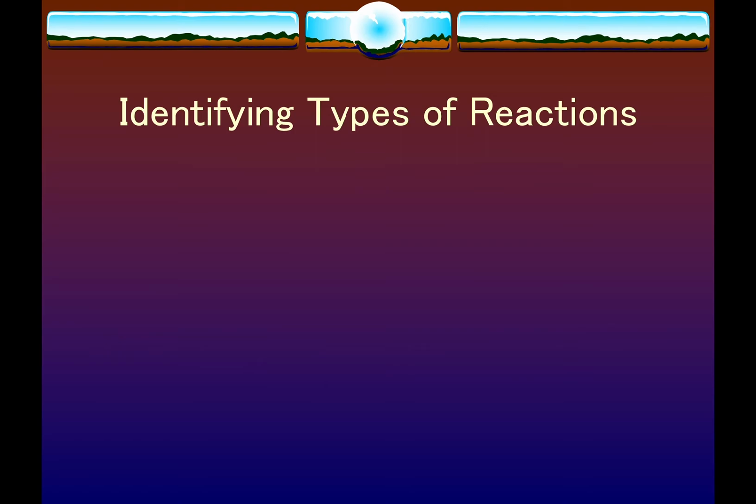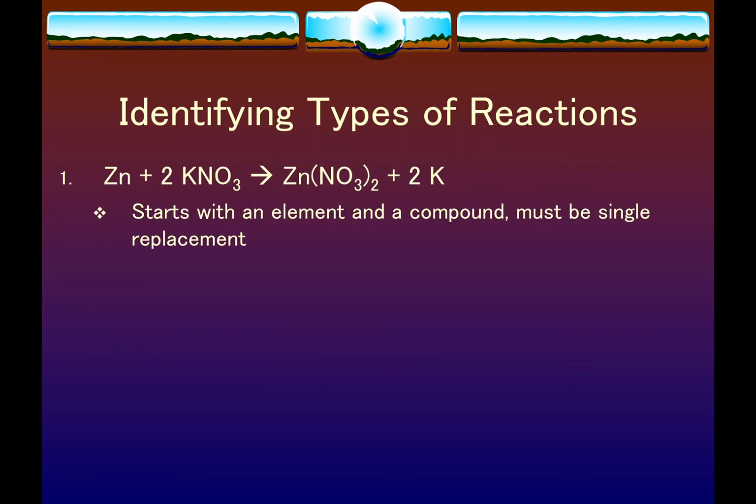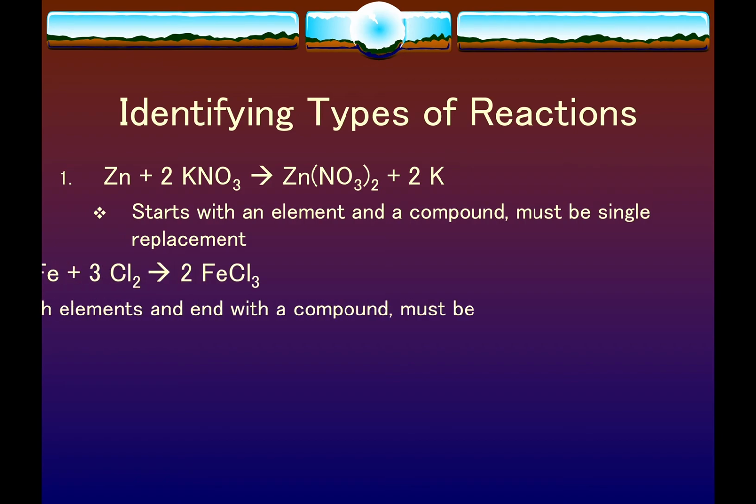the spectator ion. One of the things that you have to be able to do is identify types of reactions by looking at them. So this first example here starts with an element and a compound, zinc and potassium nitrate. Gives us zinc nitrate and potassium. Since we start with an element and a compound, it must be single replacement.